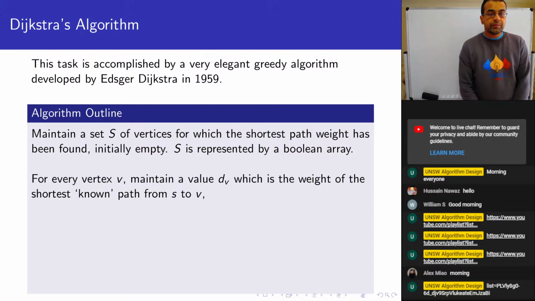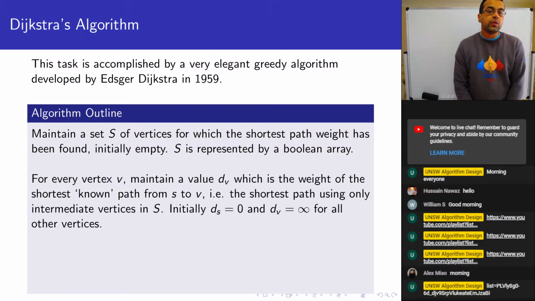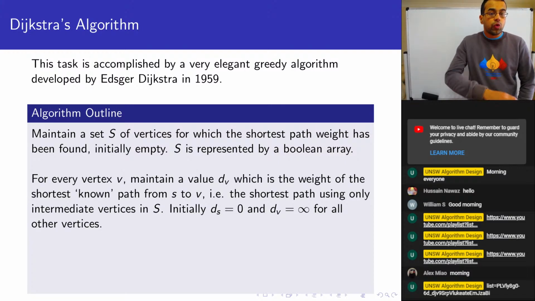time. We also need to maintain for every vertex a value dv, and that will be the weight of the shortest known path from S to V. What do I mean by the shortest known path? Well, this is the shortest path where all the intermediate vertices, that is all but the last vertex in the path, are in S.